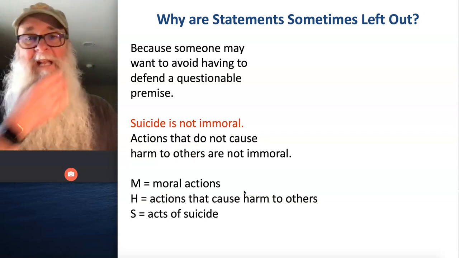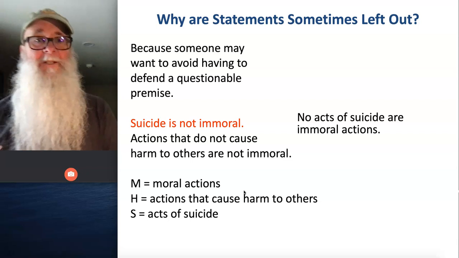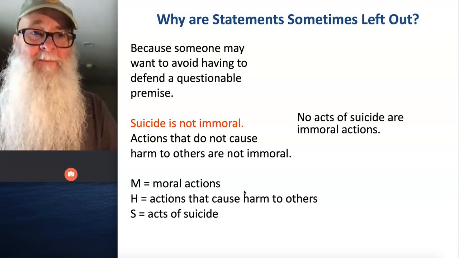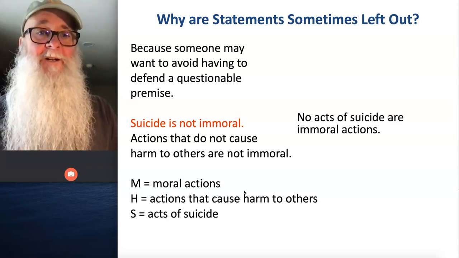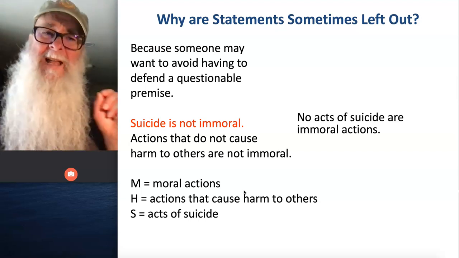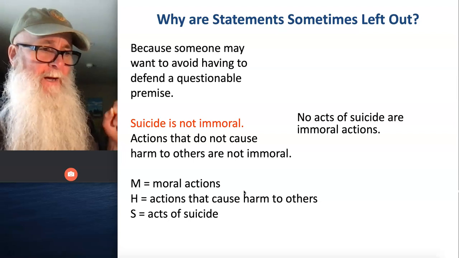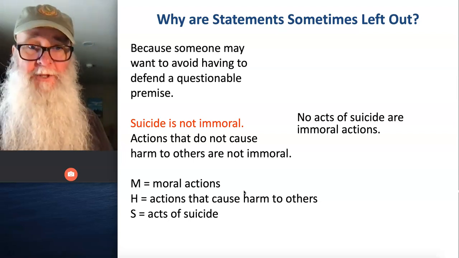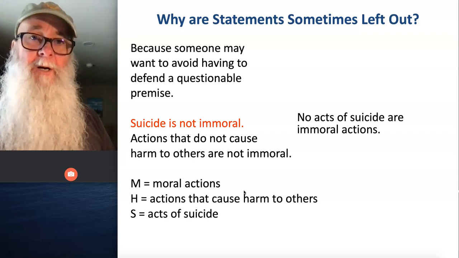So now what I'm going to do is start writing out this argument in standard form categorical statements. No acts of suicide are immoral actions. That's the same thing as suicide is not immoral. Now, technically, I could have as my conclusion the obverse of this statement: All acts of suicide are moral actions.